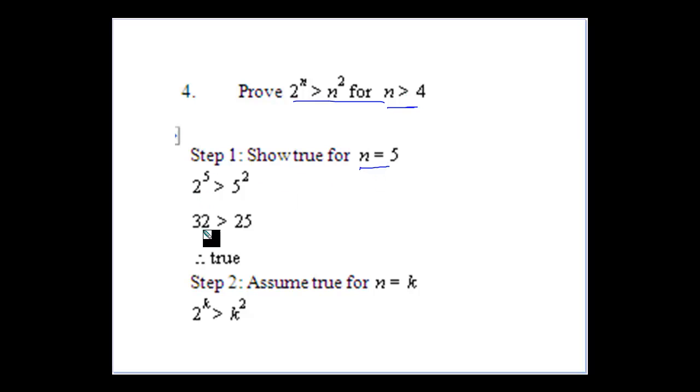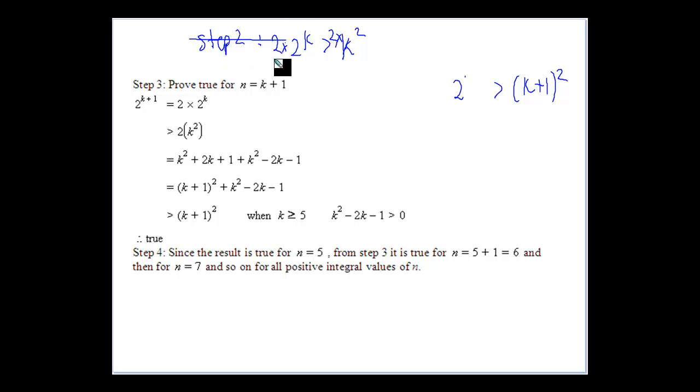2 to the power of 5 is 32. 5 squared is 25. Bingo, it's true. Assume it's true for n is equal to k. So 2 to the power of k is greater than k squared. So again, we want to prove it for n is equal to k plus 1.